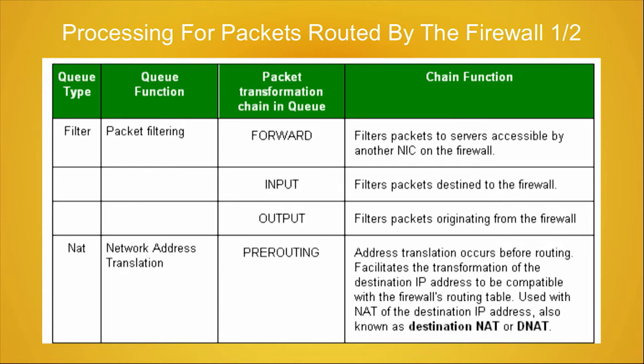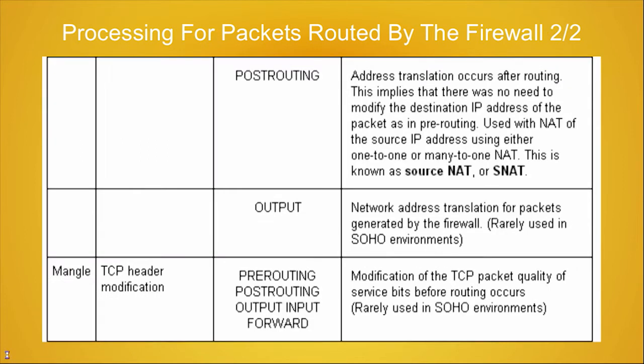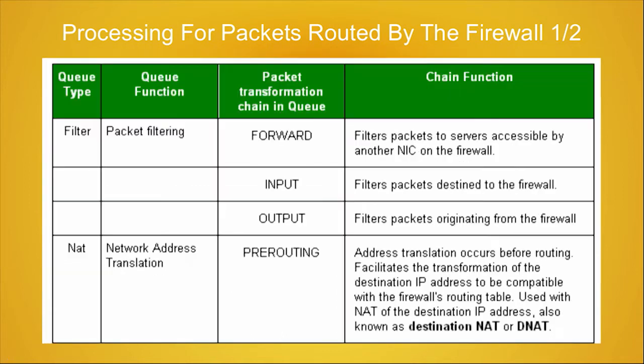So, what IPTables does is it provides a bunch of queues on which you can do some kind of processing. Okay. So, here are some examples. The first queue type is the filter queue type, and the function of this queue is packet filtering. You can have a NAT queue type which does network address translation, or you can have a mangle queue type which actually does the TCP header modification that we discussed earlier.